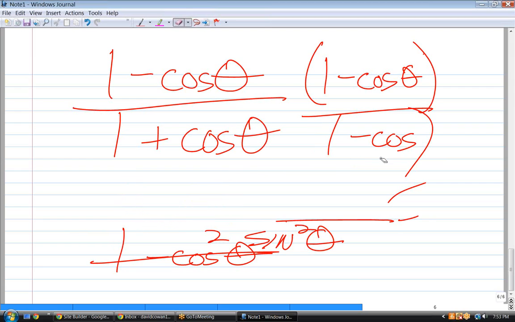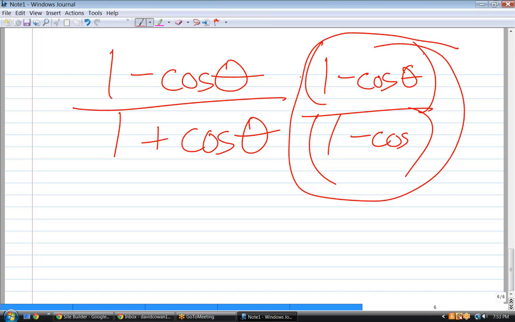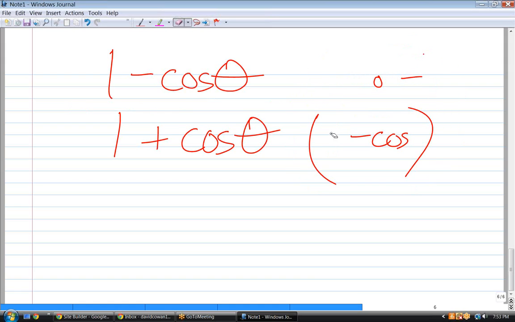But the reason I brought this up is because you're going to see some like this. And it's going to be tough to use one of your basic 11 identities to progress without knowing this little trick here of multiplying by the conjugate over itself.